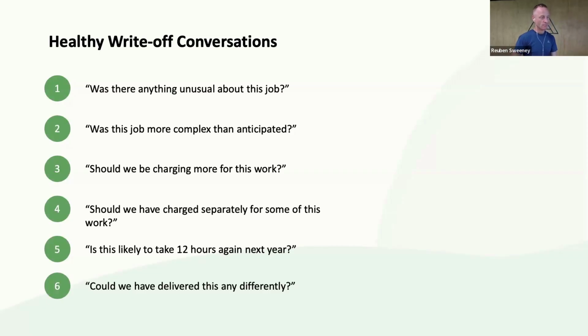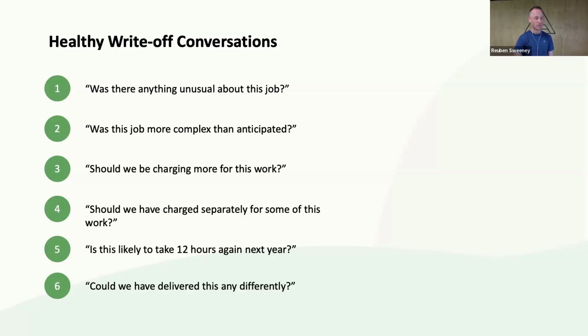Oh, sorry. Is this likely to take 12 hours again next year? Here we're relying on people's skill and experience. You've just done the work, it took 12 hours. Do you think it could be any quicker next year? And they go, yeah, it was the first year I did it. Next year it's probably going to be 10 or less. Awesome. That's good information for me to know. It means I'm less likely to need to reprice that engagement. Or yeah, it's probably going to be 12. Yeah, we needed to be charging more for this client.